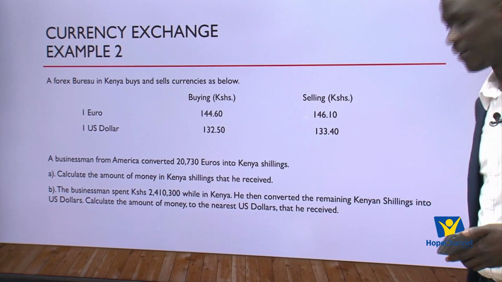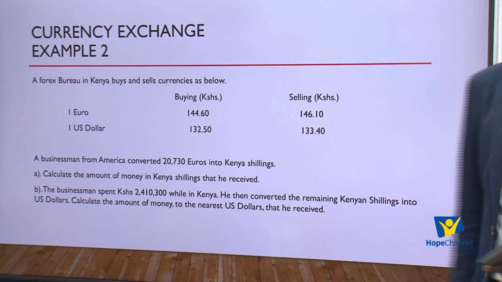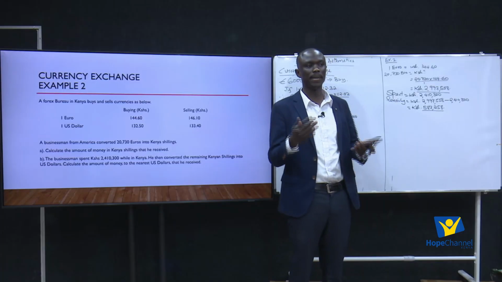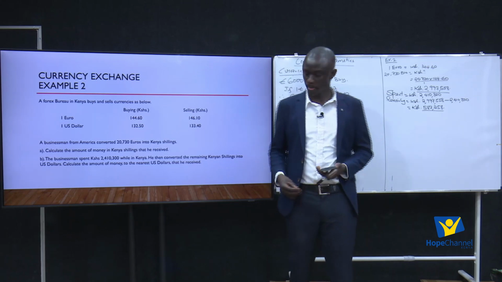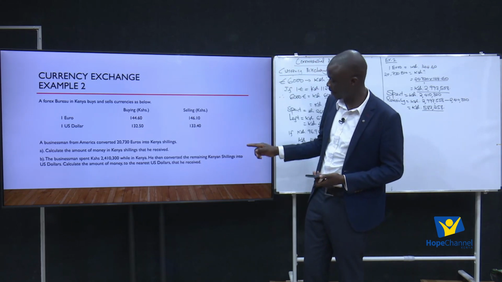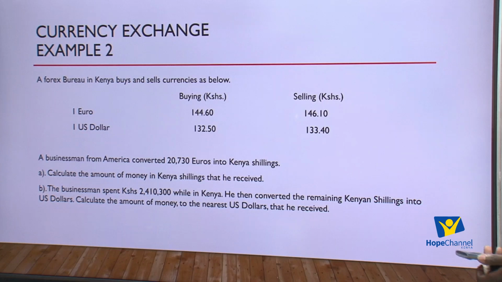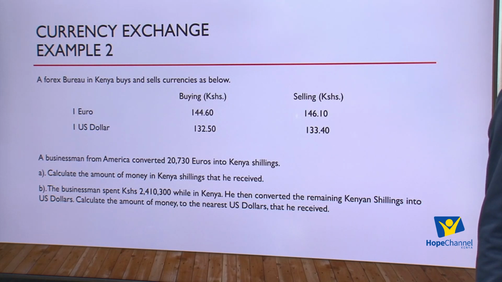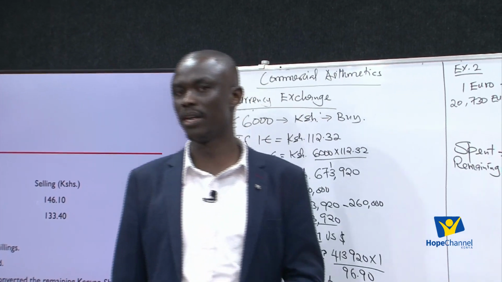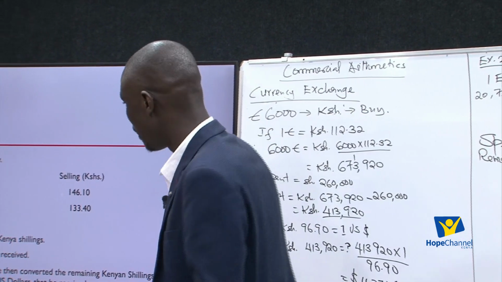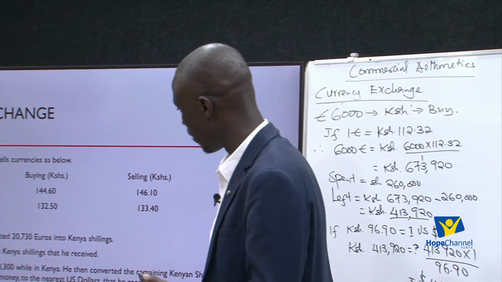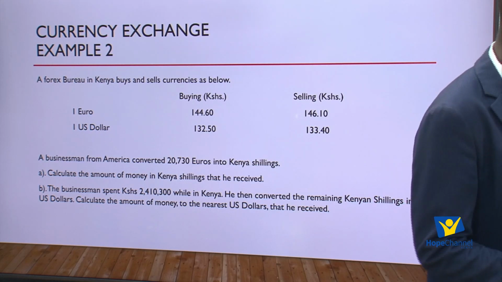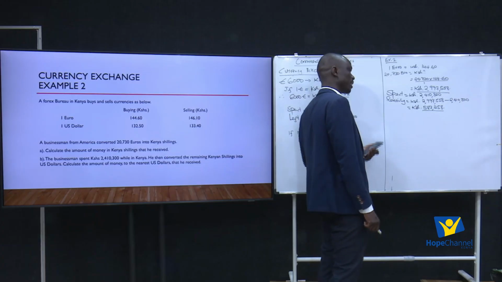He then converted the remaining amount. I hope you are seeing how I'm working out this problem. Yes, you solve it step by step. He then converted the remaining Kenya shillings into US dollars, meaning that this 587,000 was converted into US dollars. Calculate the amount of money to the nearest US dollars that he received.